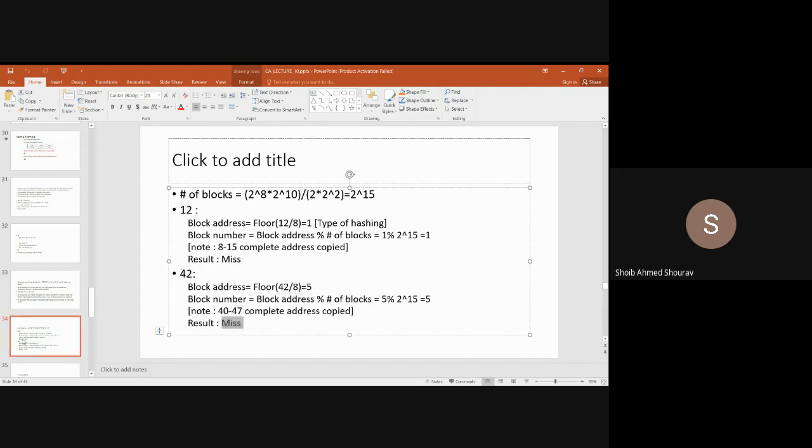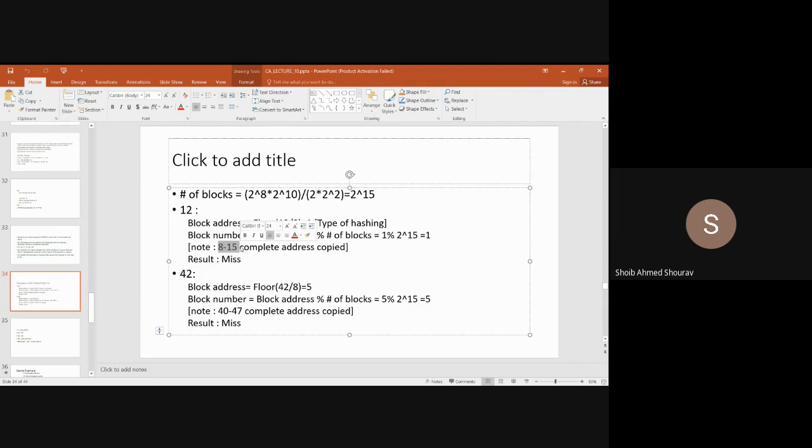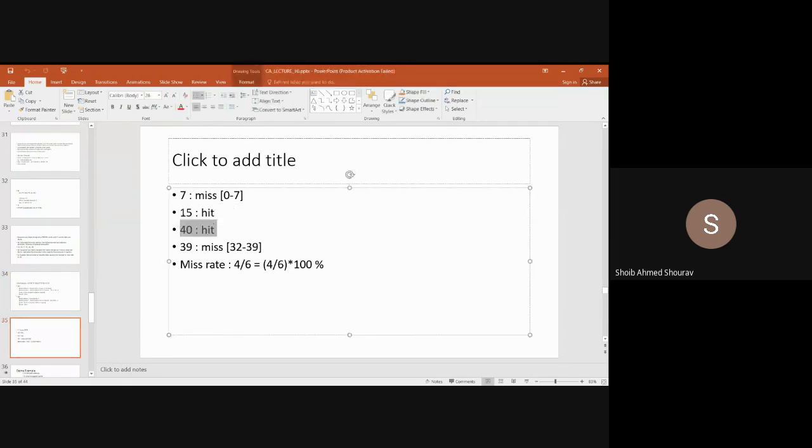Is it hit or miss? And then these addresses will be hit next time, if not replaced by some other address. It will always be hit. 40 to 47 will be hit. 8 to 15 will be hit.